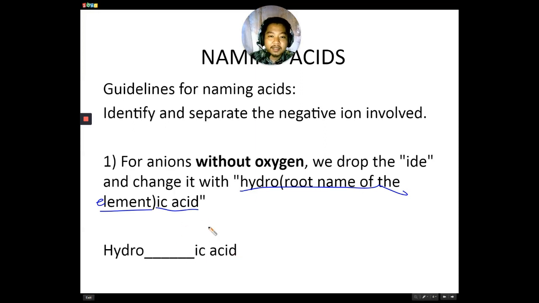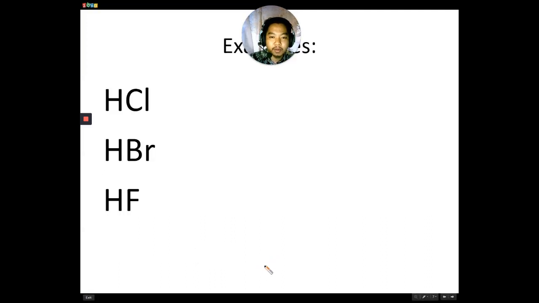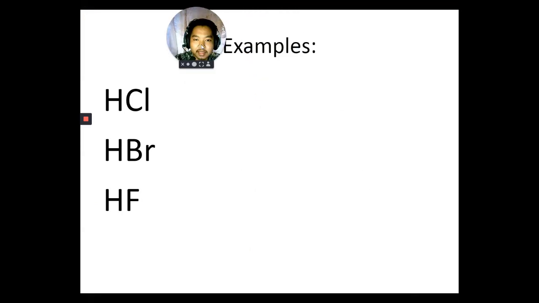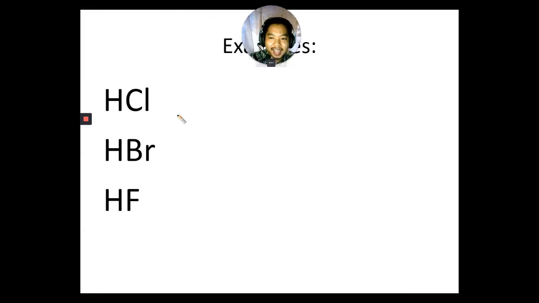For example, if Sir Jello becomes an acid, that would be hydrojelloic acid. Char lang. Now let's get into a more detailed, more accurate example. So we have HCl, HBr, and HF.